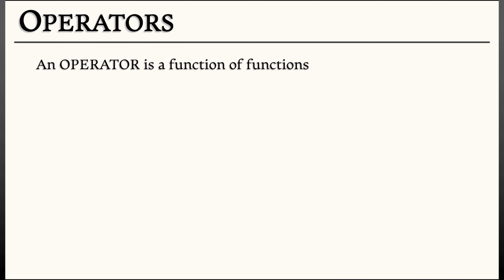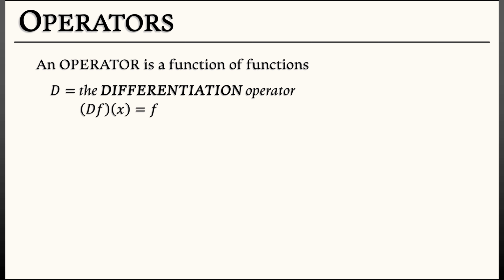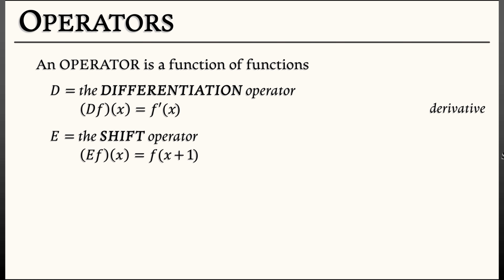So, for example, given a function f, one input, one output, the differentiation operator D applied to f gives the derivative. So Df at x is really f prime at x. Okay, that's good. But here's another one, the shift operator, capital E. Ef evaluated at x gives you f at x plus 1. So what this does is it shifts the graph of f over to the left 1 unit.